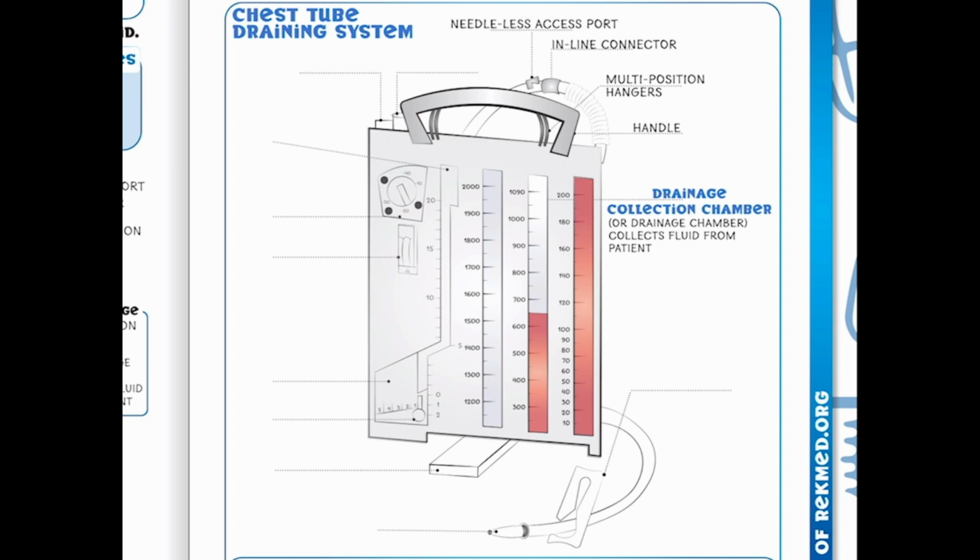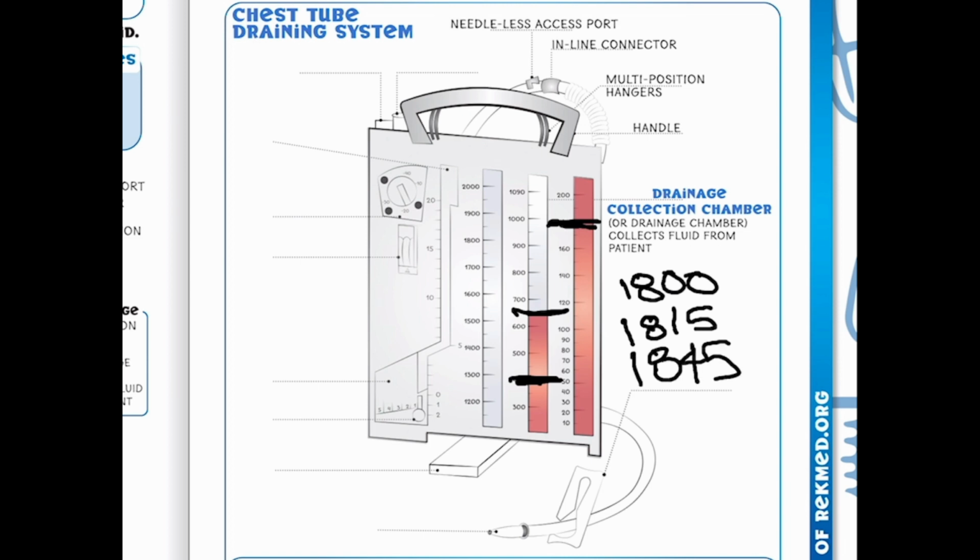One of the best things to do is get a marker, and you're going to mark where your initial output was. So you want to put your timestamp of how much has come out. And when you do your assessments, you can go ahead and mark how much the patient is bleeding dependent upon the output you're seeing and the time.